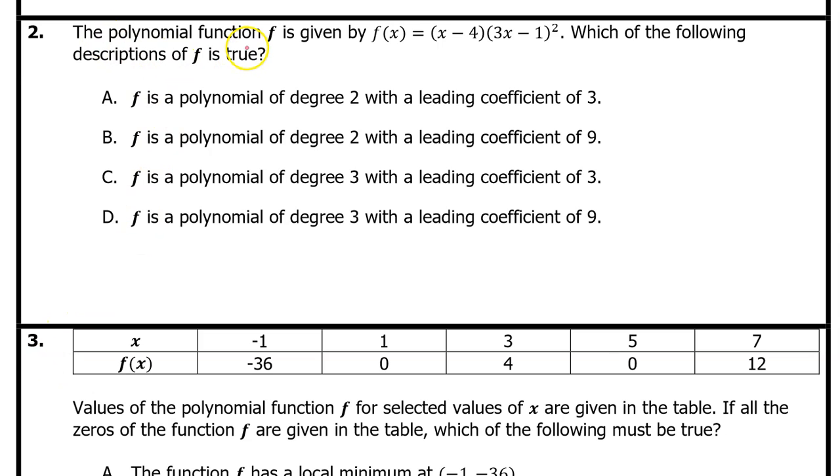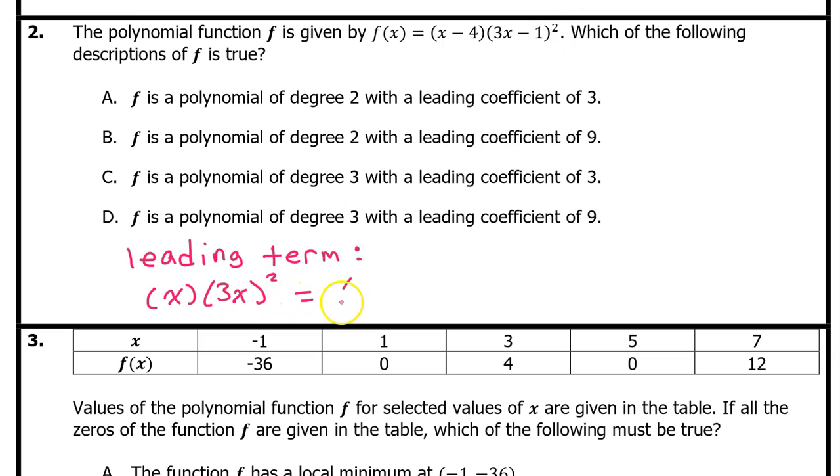Number 2, the polynomial function f is given by f of x equals x minus 2 times 3x minus 1 squared. Which of the following descriptions of f is true? The leading term of a polynomial tells us the degree and the leading coefficient. When you have a polynomial that's given to you in factored form like this, you can find the leading term by ignoring the constant. So the leading term can be found by multiplying x times 3x to the second power.